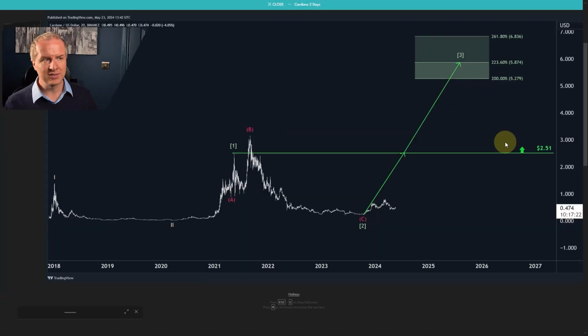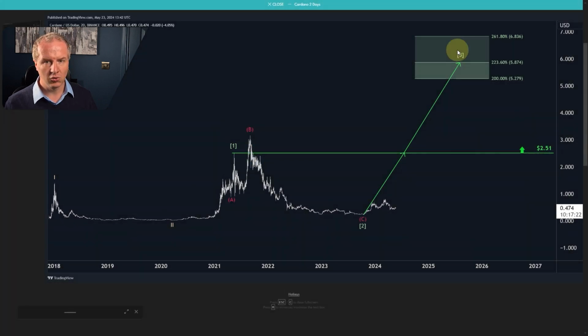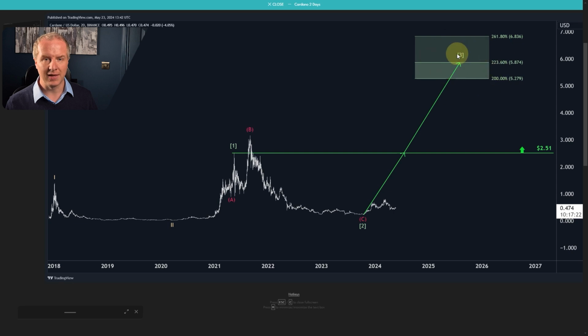You can see also on this 2-day chart the important resistance at $2.51, which needs to be broken eventually. And long-term upside targets point towards $5.28 and $6.84. Very, very important projection targets up there. And they can always extend further. So it doesn't mean the price has to get there and stop there. No, it depends on the subwave structures as well.